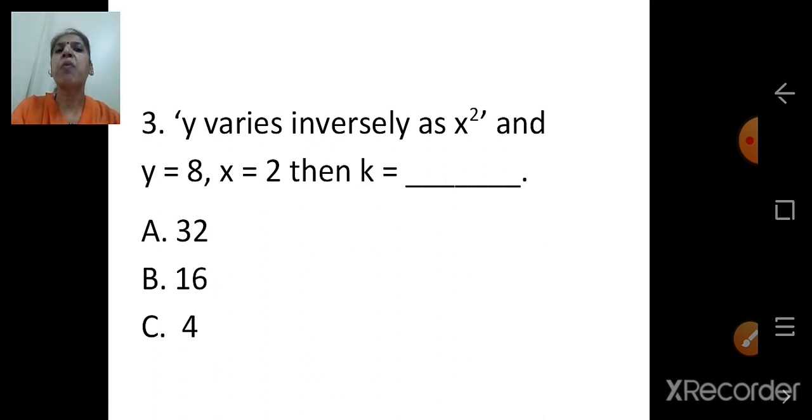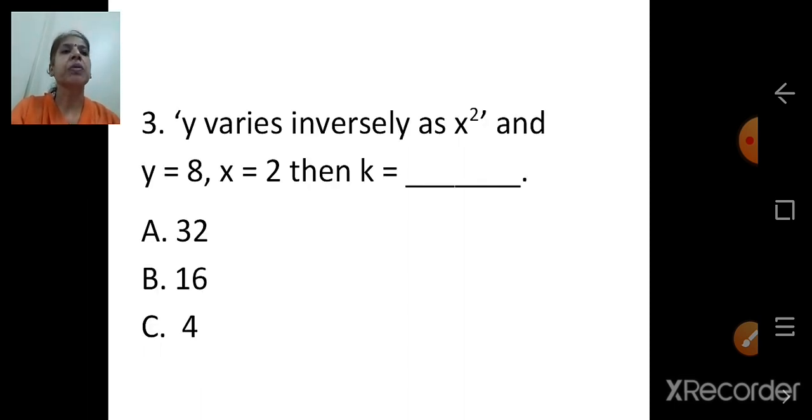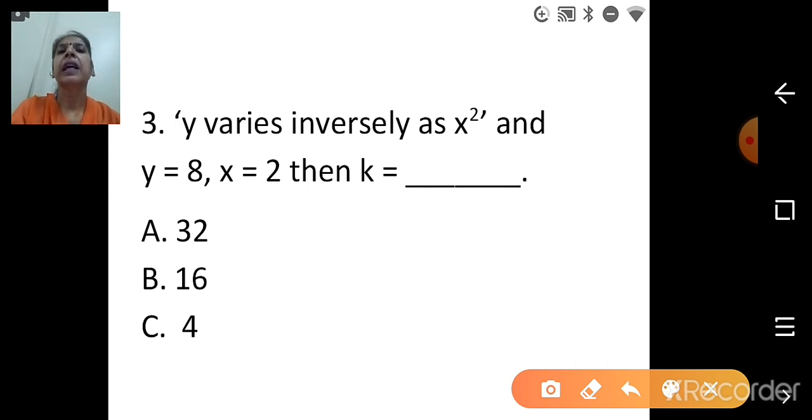So multiply y, which is 8, with x square, where x is 2. First we find the value of 2 square. 2 square is 4. 4 multiplied by 8: 4 8s are 32. The answer is 32. So we calculate correctly and mark the correct option. It is A, is equal to 32.